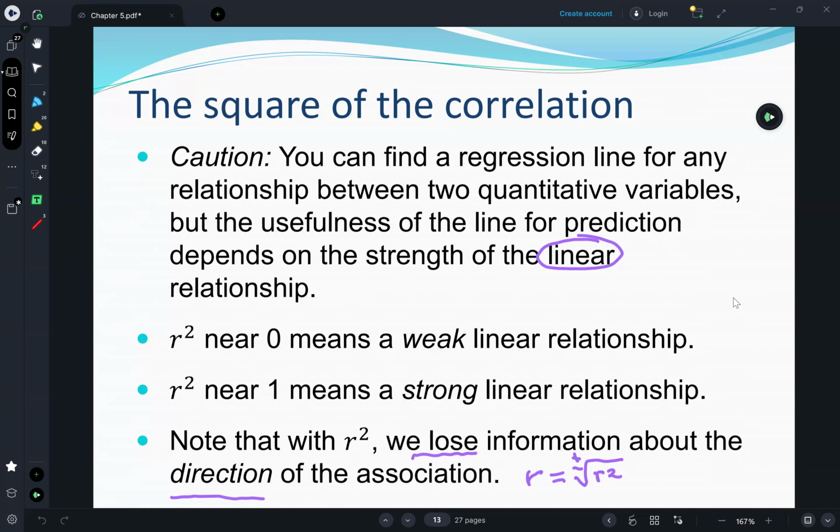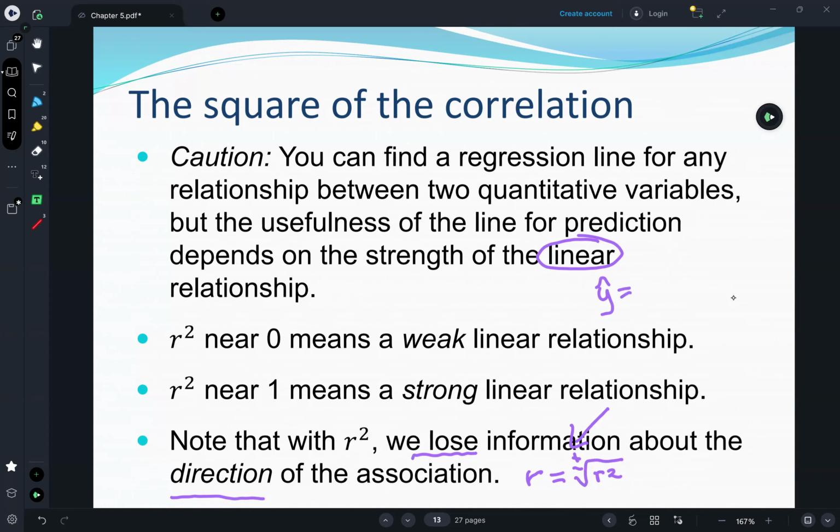All right, and note that with r squared, we do lose information about the direction. If we only know r squared, we could get the correlation by taking the square root, but it's plus or minus the square root. We don't know whether it's plus or minus, so we need to know what the slope is. If the slope is negative, then the correlation is negative. If the slope is positive, then the correlation is positive.